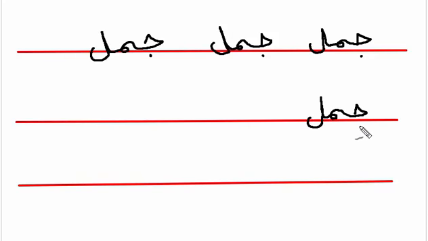You see why the dots are important? If I miss the dot, that will change the meaning. Jamal will become Hamal, and Hamal means the baby of the sheep. When the sheep has a new baby, we call it Hamal. All right.